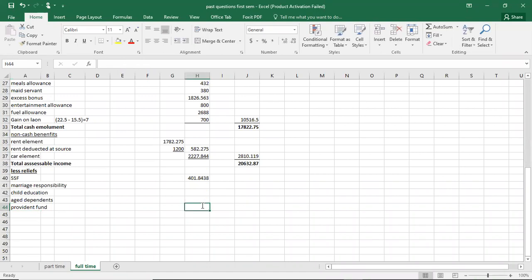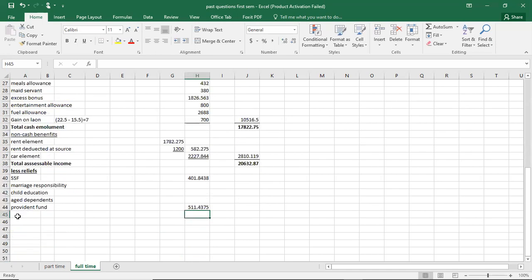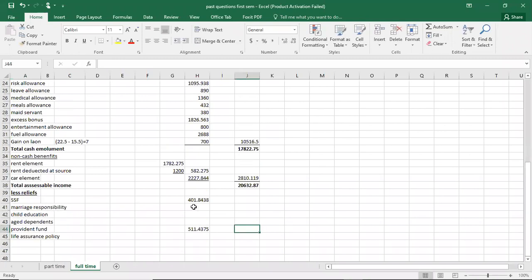So 7% of his basic salary goes into Provident Fund. Then this man has a life assurance policy. So let's look at the other reliefs, then we come and finish with the life assurance policy. Per the new tax laws, the fact that you are married, you are given a marriage responsibility allowance.